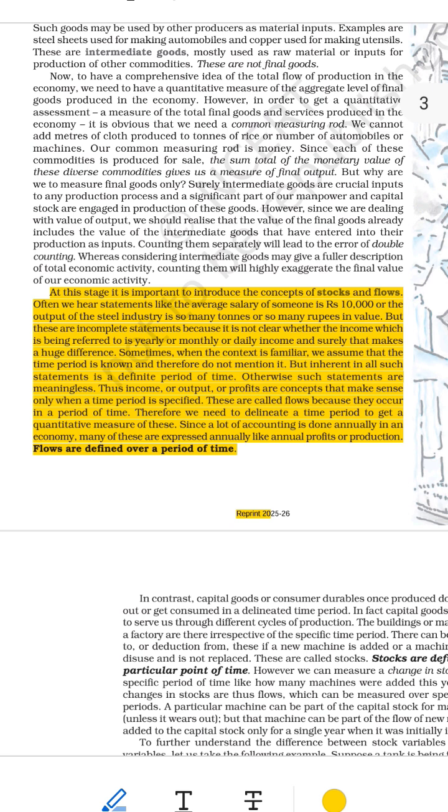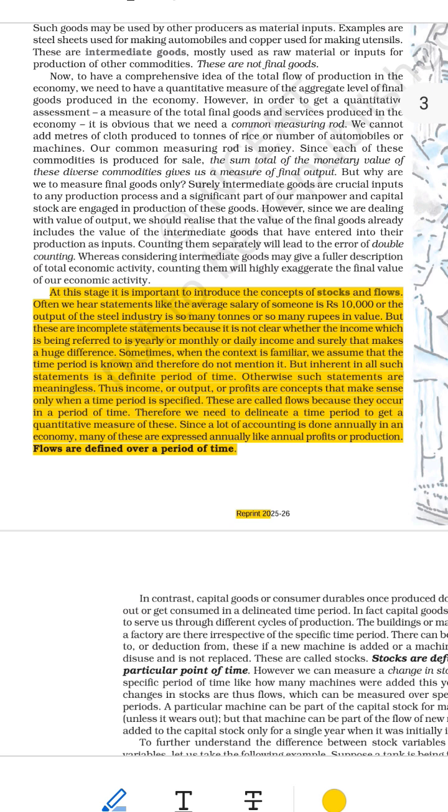At this stage, it is important to introduce the concepts of stocks and flows. We are learning the difference between two types of things in economics. Stocks, things you have; flows, things that happen over time. Often we hear statements like the average salary of someone is 10,000, or the output of the steel industry is so many tons or so many rupees in value. Examples of flow type things: salary, 10,000 per month or year. Steel output, how much is made in a year.